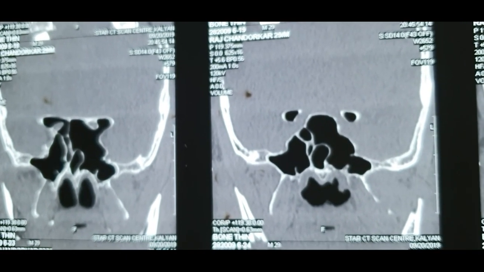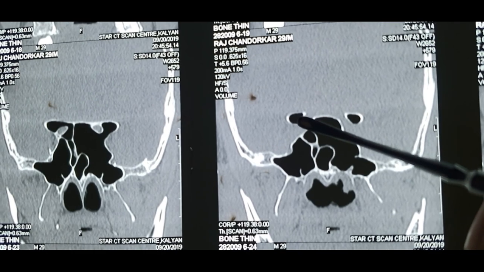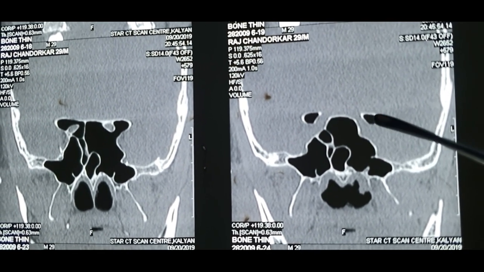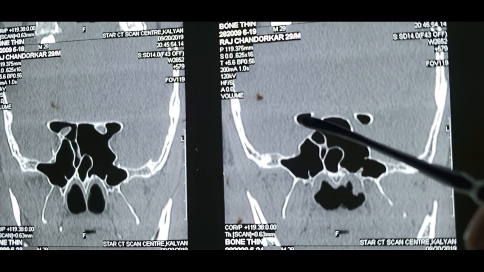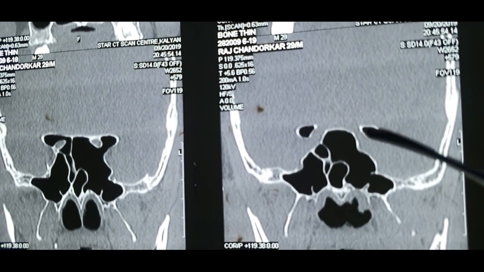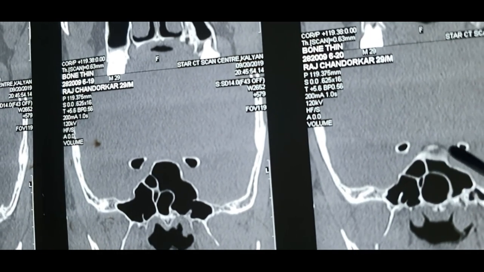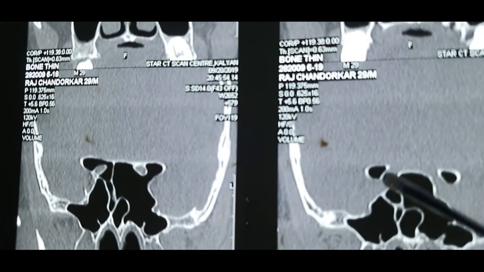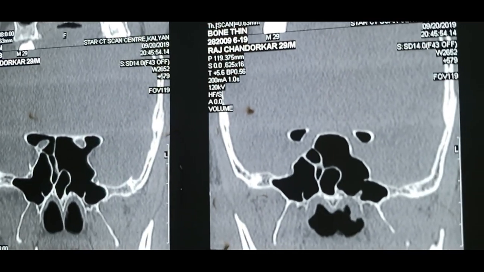This is the area of the anterior clinoid process. These two structures, the anterior clinoid processes here, are well pneumatized actually. That is why they are appearing as black. Otherwise they appear as pure white, ivory white. So this is the anterior clinoid process which is pneumatized.